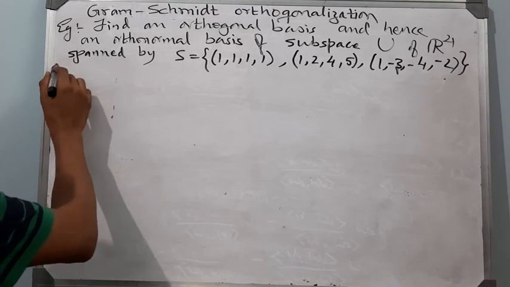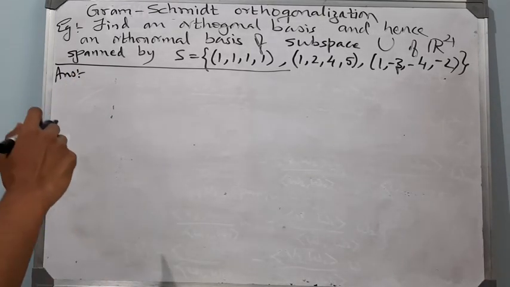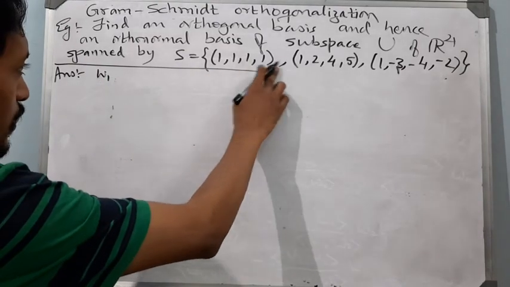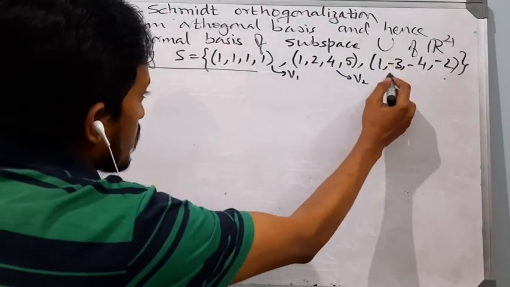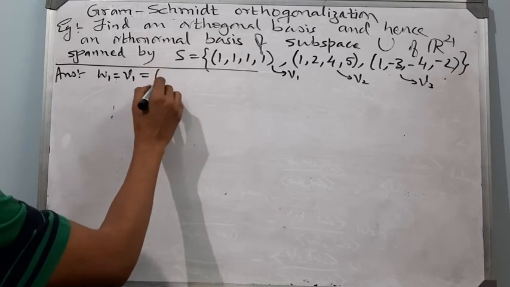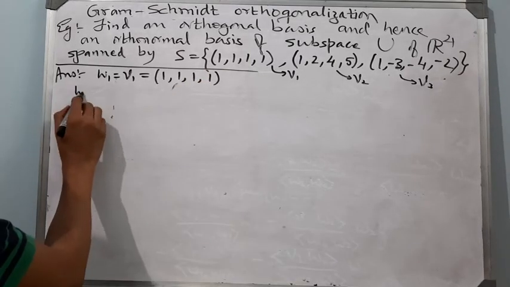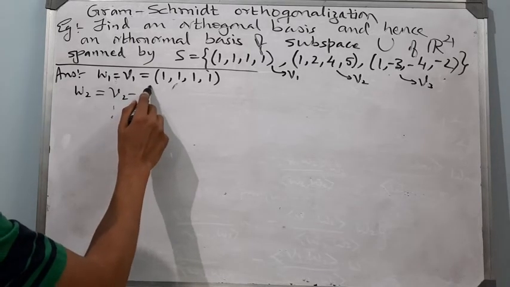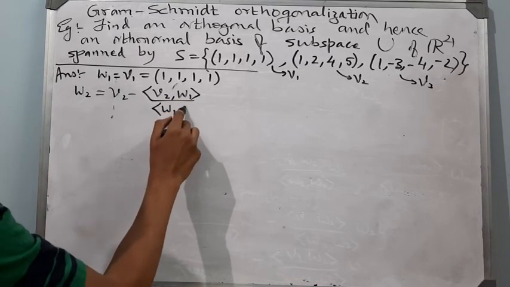We'll consider this example. We can apply the Gram-Schmidt orthogonalization process for this. We can call this V1, this V2, and this V3. So W1 equals V1, so we have 1, 1, 1, 1. Now W2 is V2 minus the projection of V2 on W1.